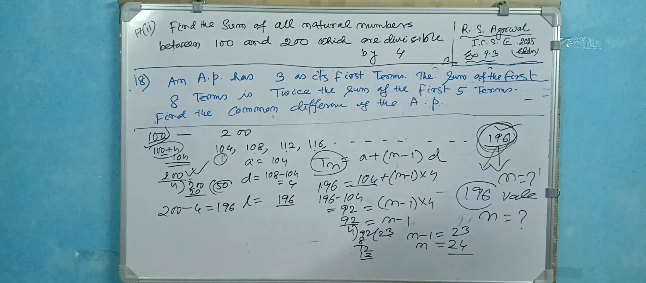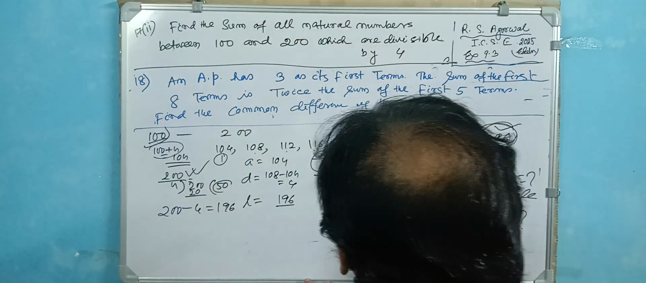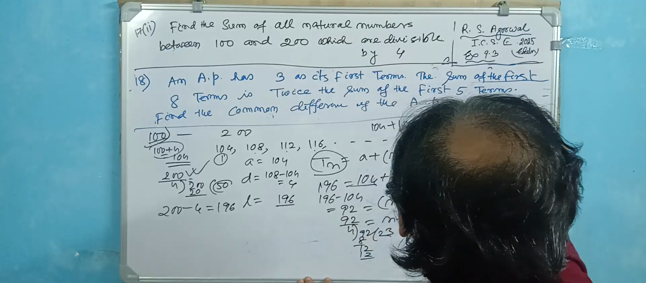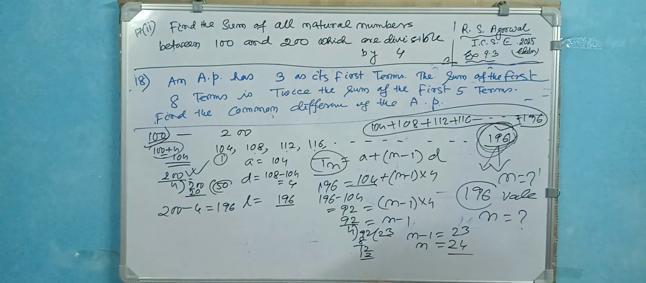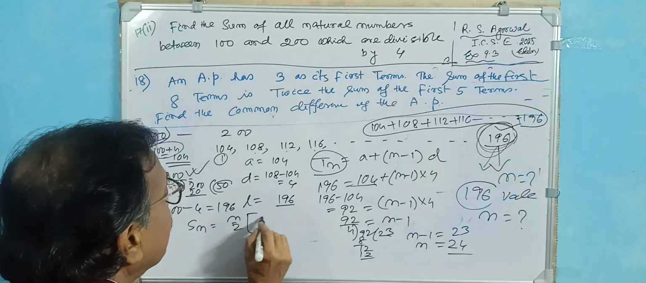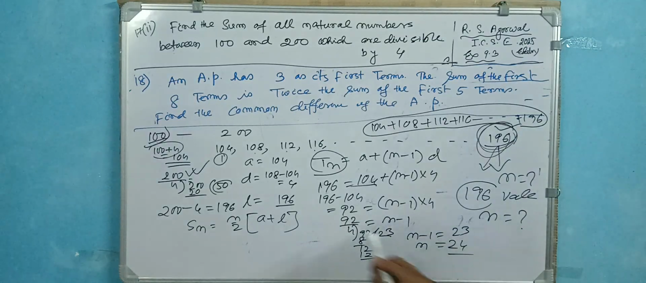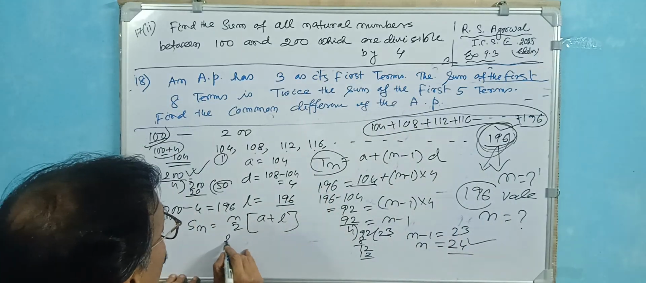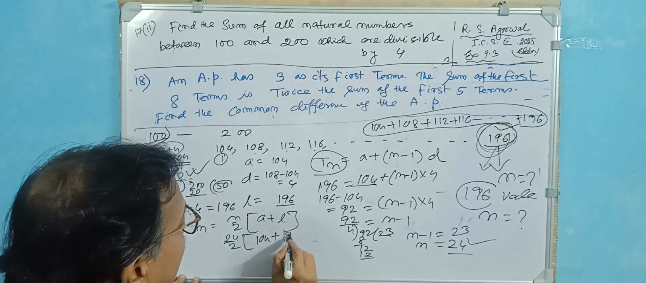Now what is the total? Find the sum of all the natural numbers. That means this is 104 plus 108 plus 112 plus 116 dot dot dot ultimately plus 196. What is the total of this? So you use a formula. Sn is equal to n by 2 bracket a plus l, because you know the value of the last term and the value of the first term. n is 24. So 24 by 2 bracket, this is 104 and this is 196.